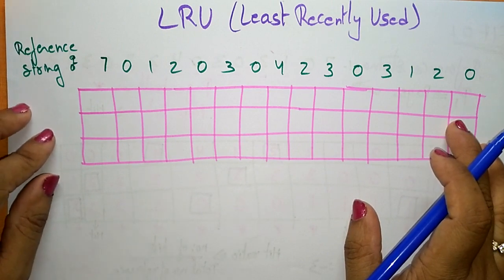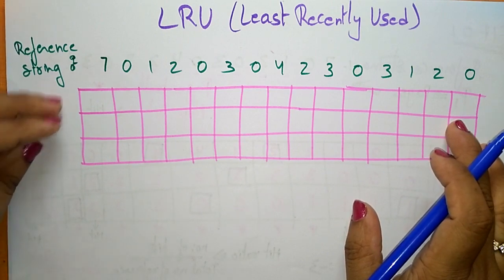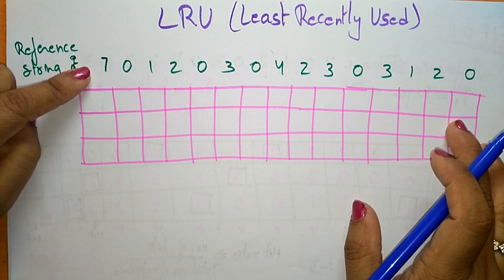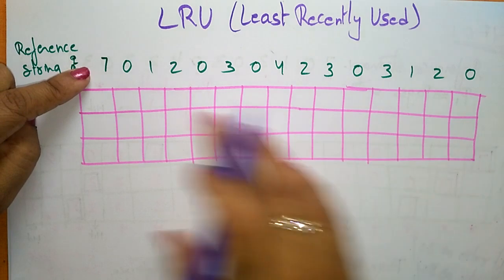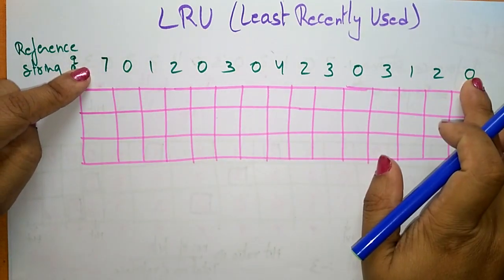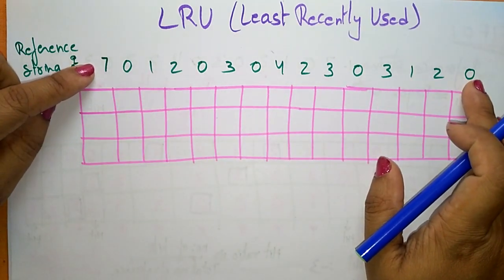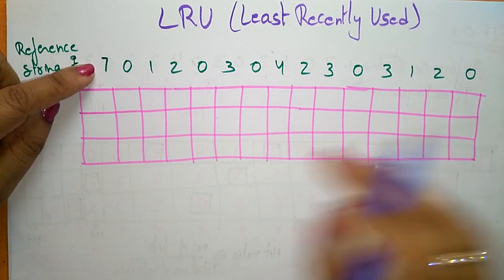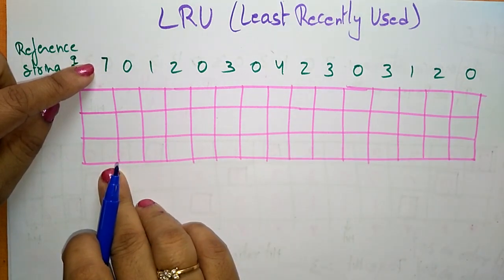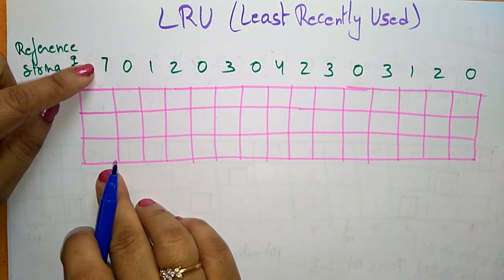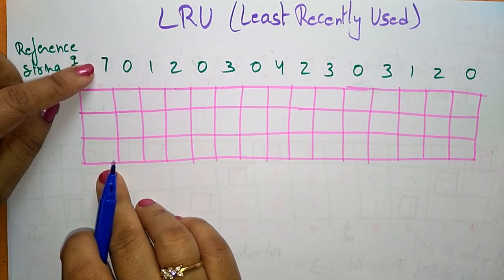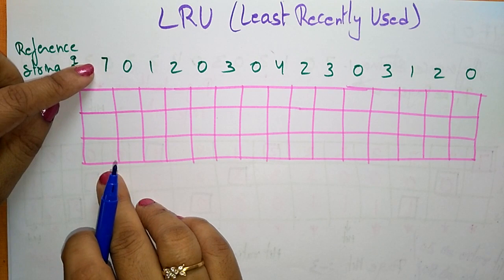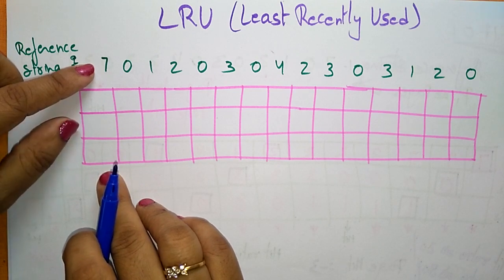Now the CPU, that is the user, is demanding the reference string. The first is the user demanding this page 7. But 7 is not present in the main memory, that is in the RAM. If the page that is requested is not present in the main memory, then you call it a page fault.